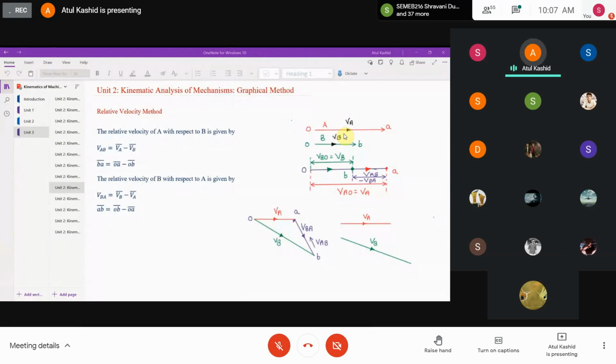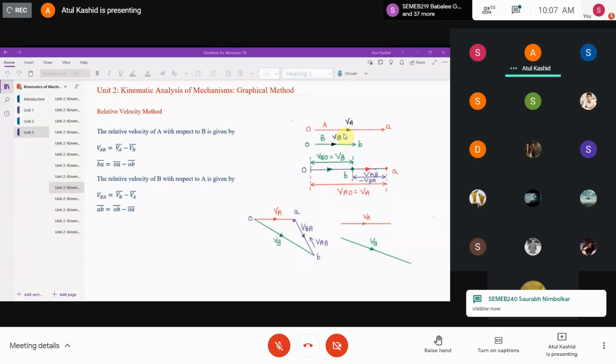Okay, can anybody reply whether the screen is visible or not? Okay, it's visible now, so no issue. One more student who can confirm whether it is visible properly. Yes, thank you so much.